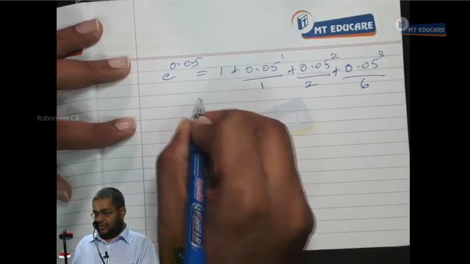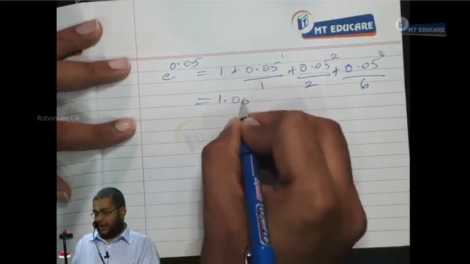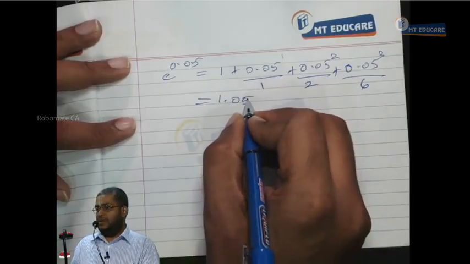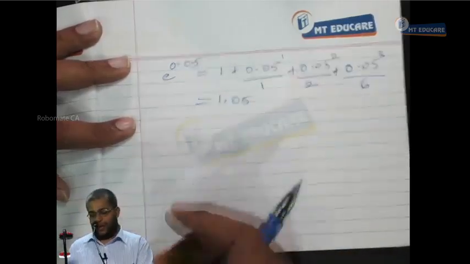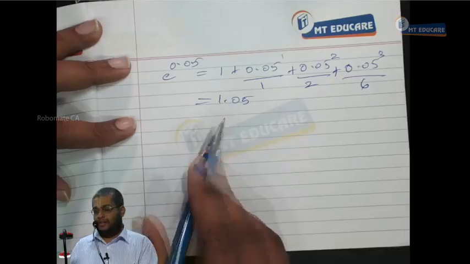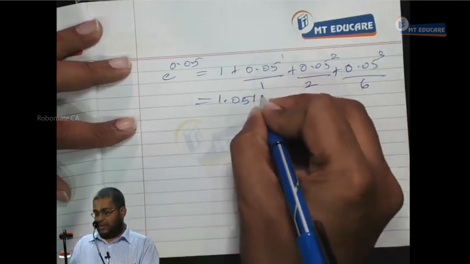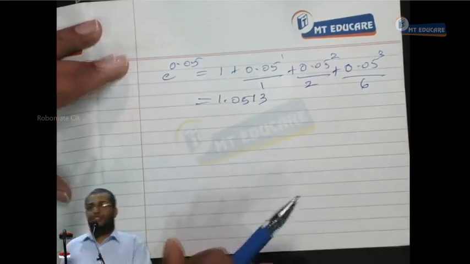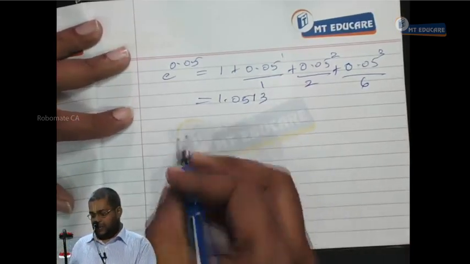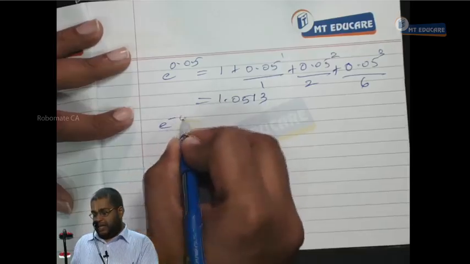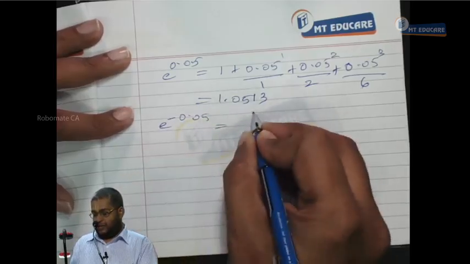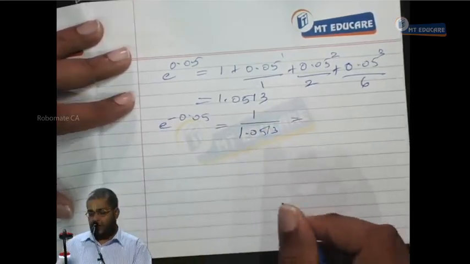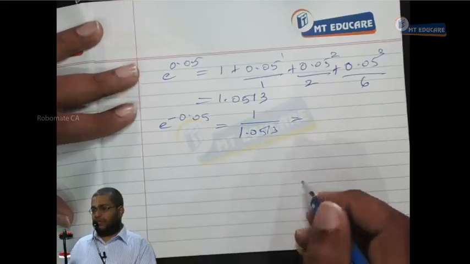I want a number. What is the number here? 1.05. Okay, this number is 1.0513. E power minus 0.05 is equal to 1 by 1.0513. Now, what is 1 by 1.0513? Tell me the number.